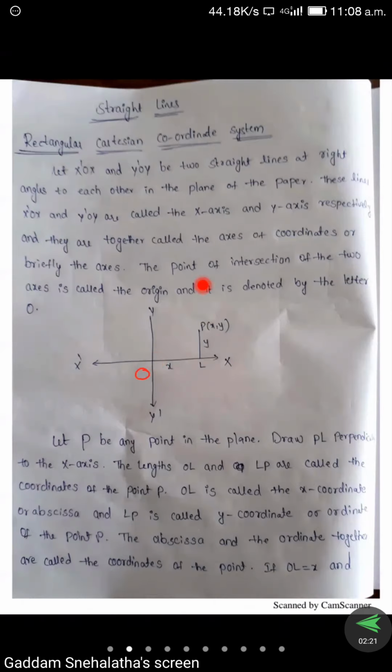If OL is equal to x and LP is equal to y, then the coordinates of P are denoted by the symbol (x, y). So first the OL length I am taking as x and after that the LP length I am taking as y. Means these 2 coordinates: first point is abscissa, next we have to take ordinate. So this is coordinates of which point? P. So that's why P of x comma y.